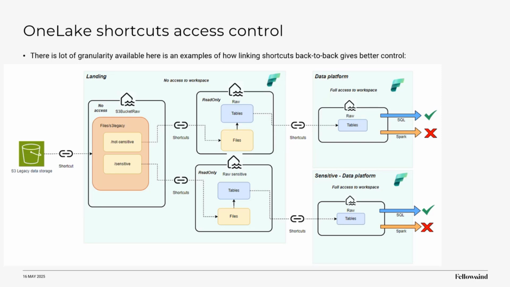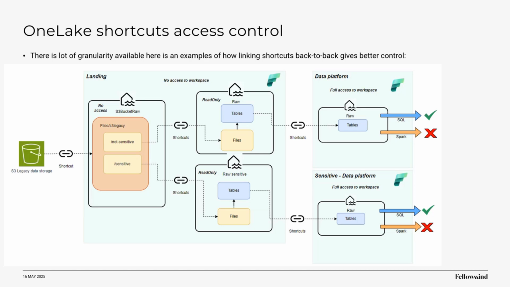And here's a little picture of how wild you can make these access control schemes. In this example, we have a legacy data source containing sensitive and non-sensitive data, and we want to separate the data into two consuming data platforms, so that the non-sensitive goes to the common data platform and the sensitive has its own data platform. Here we do it by chaining shortcuts, and with that we can create this access policy and still only shortcut once from the source.